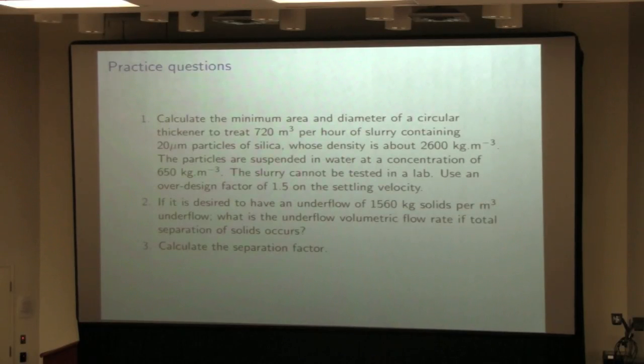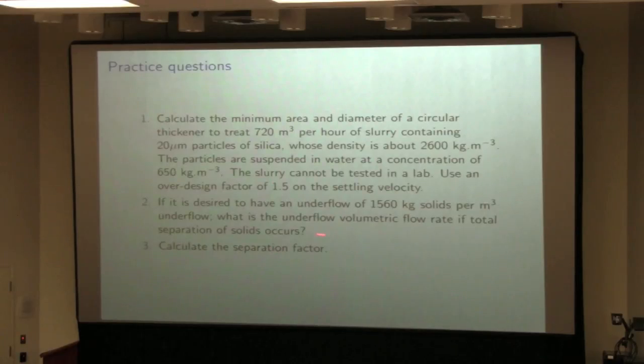I will let you do this with your neighbor, and then I'll take it up in about 4 or 5 minutes. So we have the need to calculate the area and diameter for a circular thickener. We've got a certain capacity of slurry we need to treat per hour. The particle size is assumed to be 20 micrometers, density 2,600 kilograms per meter cubed, silica. We're in a water-based system, and the concentration of those particles is 650 kilograms per meter cubed of feed. We don't have the luxury to test the slurry in a laboratory. Using an over-design factor of 1.5 on the settling velocity, let's calculate that area and that diameter.